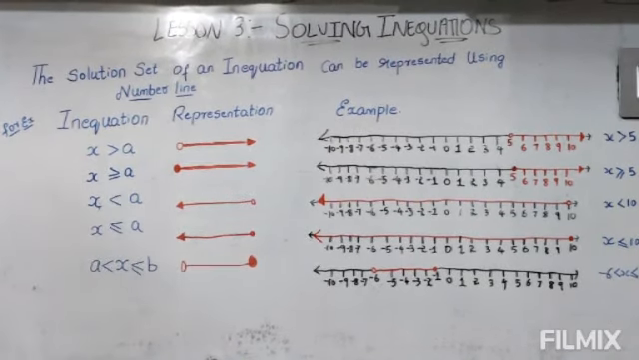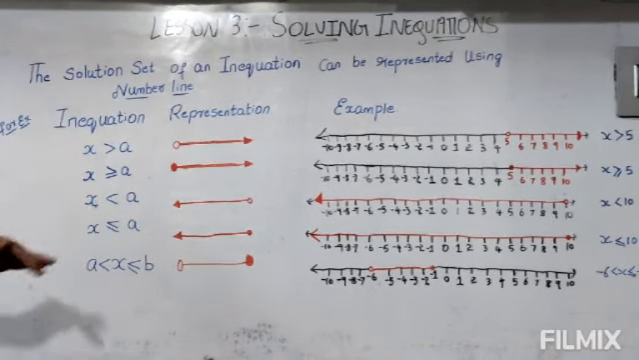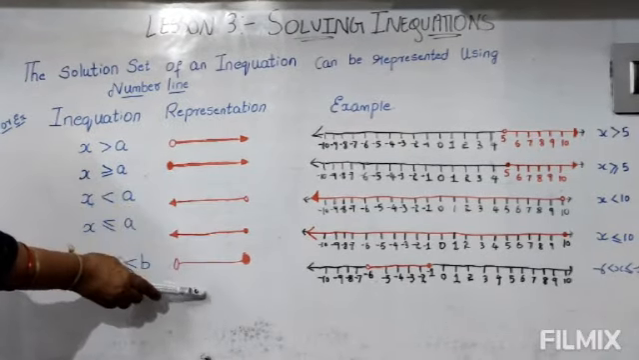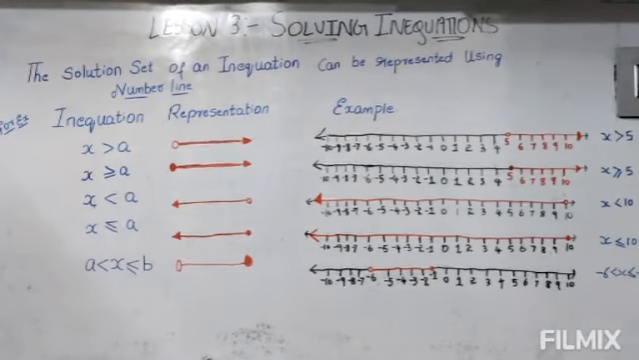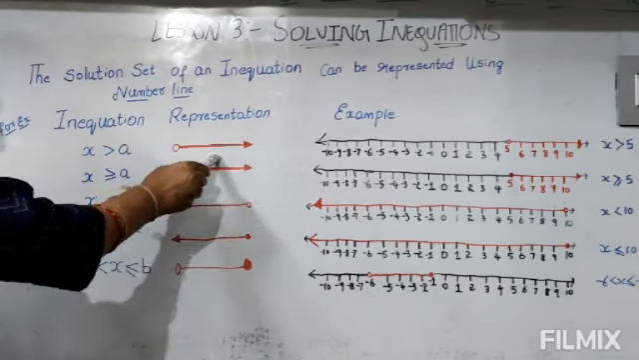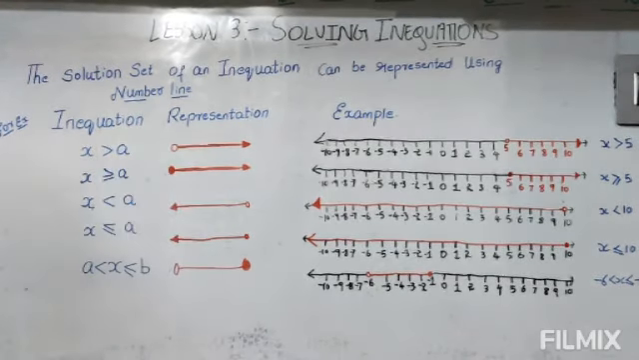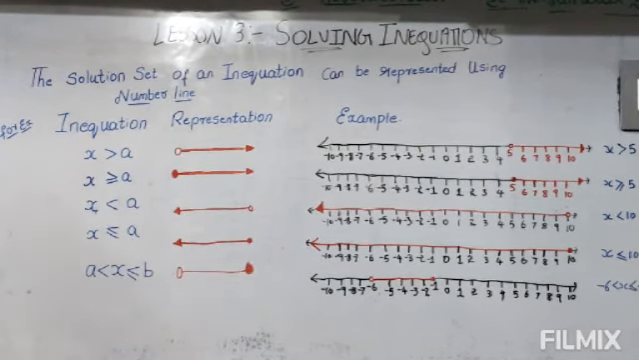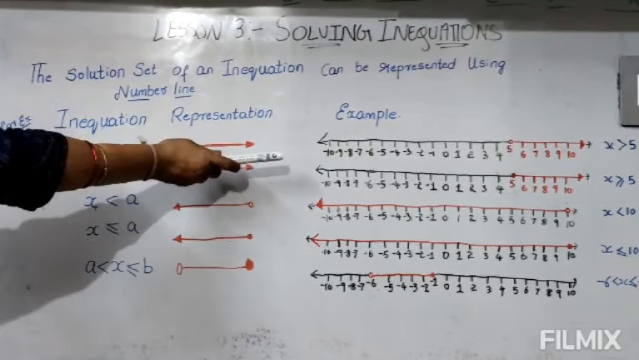So, how will you represent an inequation on the number line? Let me explain to you one by one. This is an example. Let me take x is greater than a. It is represented by a ray with a hollow circle at one end. What is a ray? It has one fixed point, that is this one. The hollow circle with the ray showing towards the right-hand side.